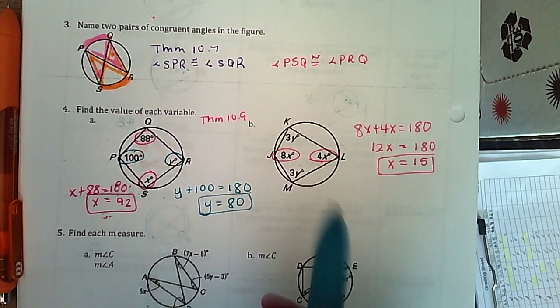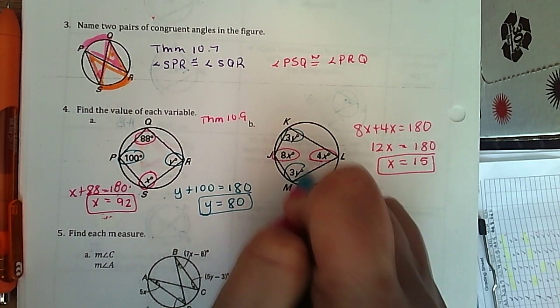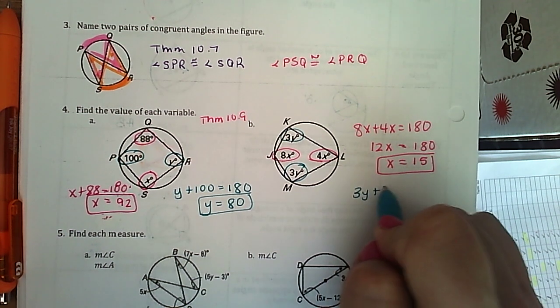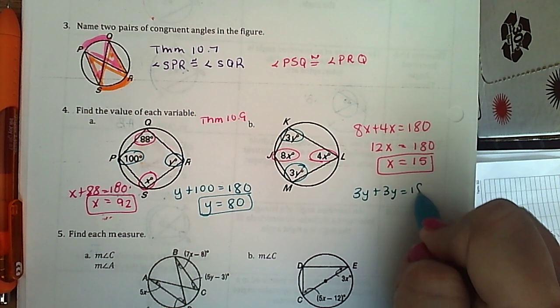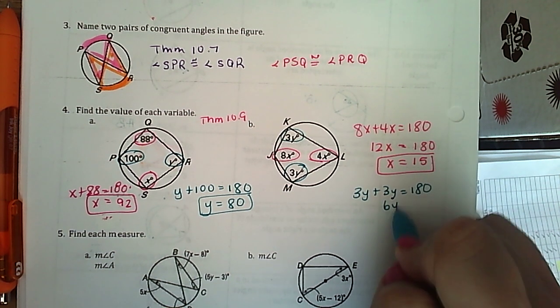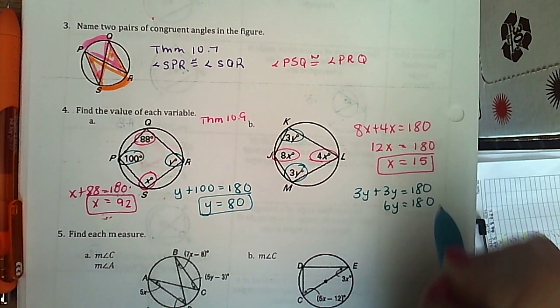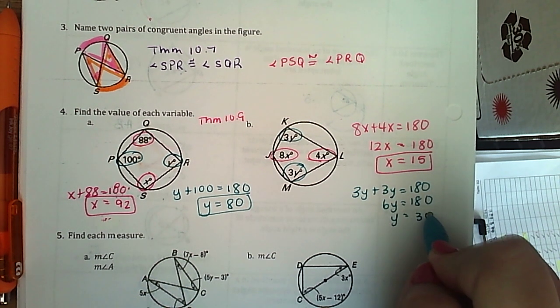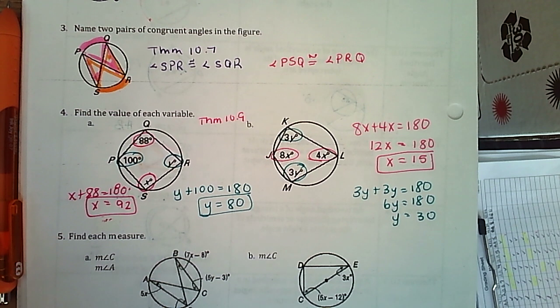Now let's do y. 3y plus 3y equals 180. So now y equals 30. Y equals 30.